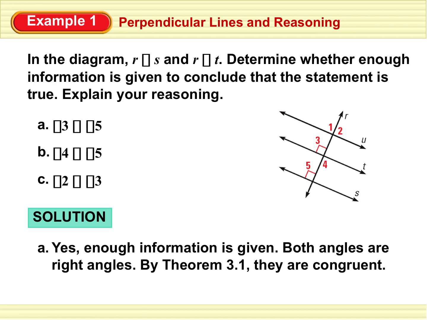Yep. So here in this diagram, it says R and S are perpendicular to each other, so they create a 90-degree angle. And R and T are also perpendicular to each other, and they also create a 90-degree angle. We are going to determine whether there is enough information to conclude if these statements are true. So angle 3 and angle 5, are those congruent?